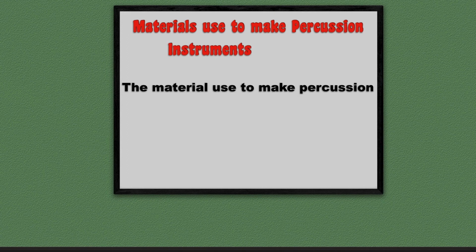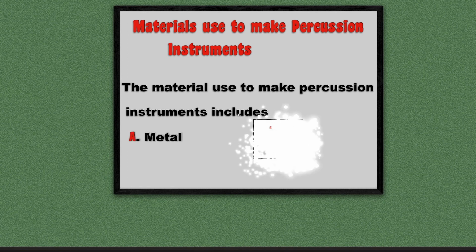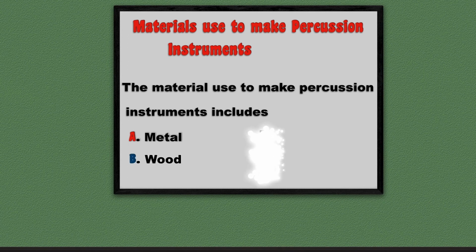The material used to make percussion instruments includes A. Metal, B. Wood, C. Plastic.